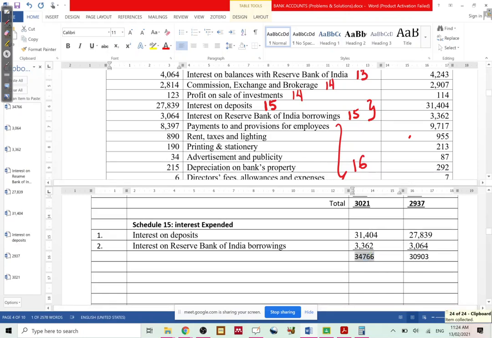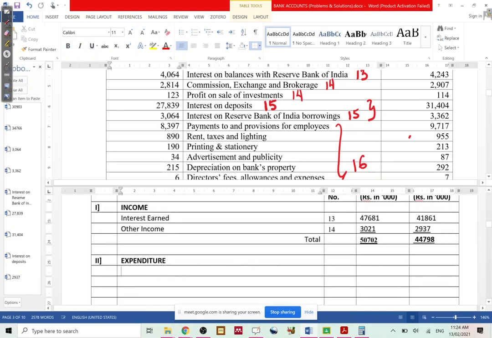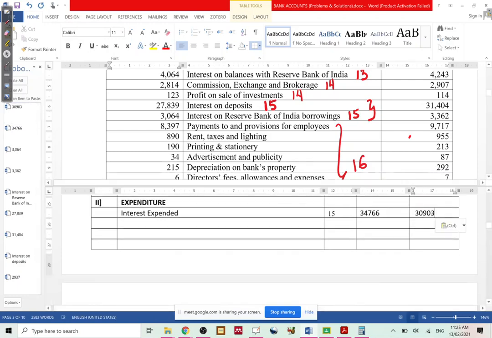Okay, so these totals, once again, we need to transfer in the actual profit and loss account. What we have done so far is just the notes, just the schedules, and we transfer the same in the profit and loss. So under expenditure, two things will come. One is interest expended, what we have just calculated. Okay, so what are the items? It is schedule 15. First of all, the amounts that we have just transferred are 34,766 and 30,903. Done. So the first item under expenditure is done.